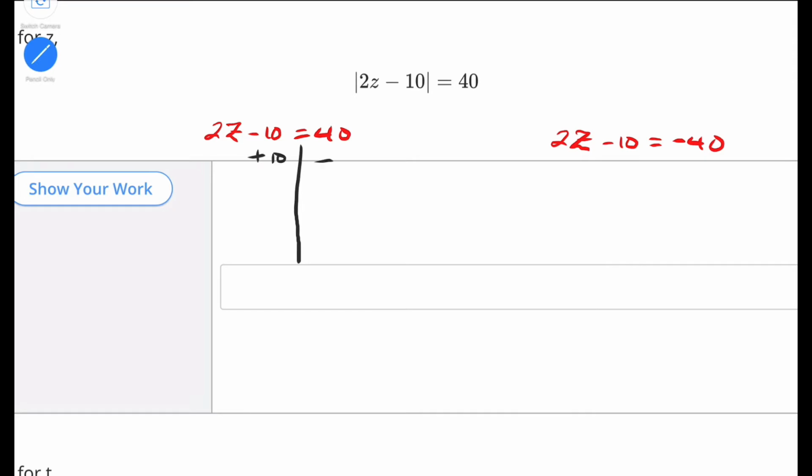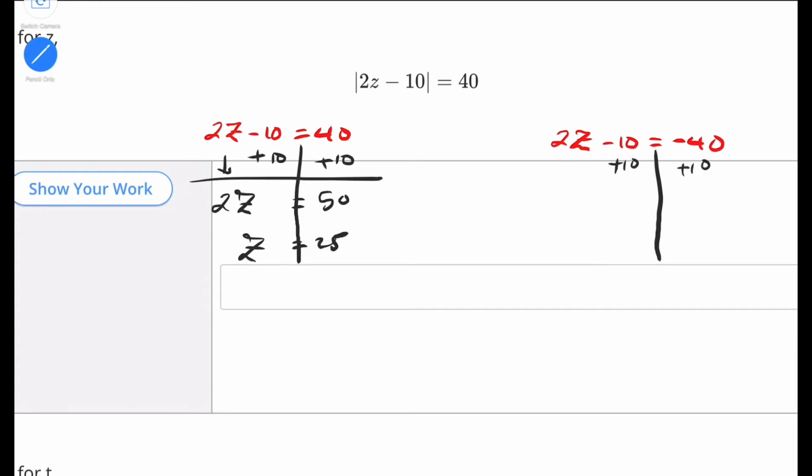Plus 10, plus 10. 2z equals 50, which means z is 25. Plus 10, plus 10. 2z equals negative 30, which means z equals negative 15. All right, so your answer is 25 and negative 15.